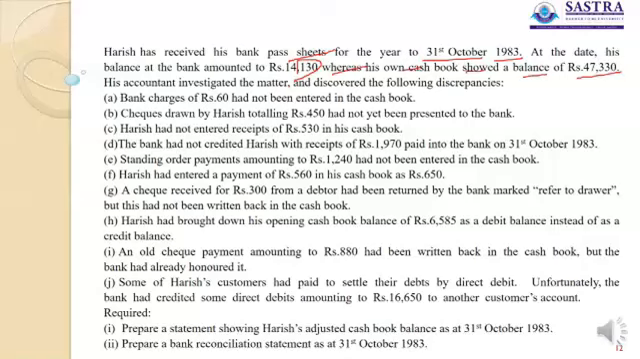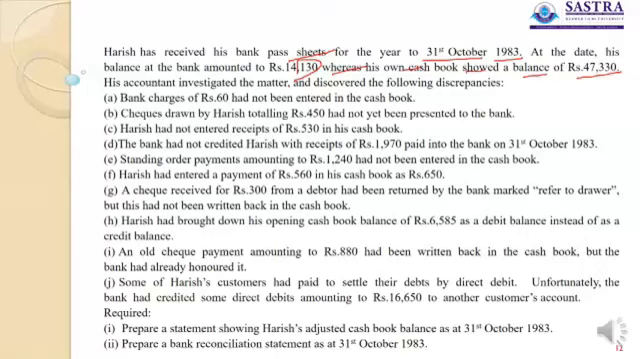His accountant investigated the matter and discovered the following discrepancies. One: bank charges of 60 rupees had not been entered in the cash book. So we need to know what the question is: prepare a statement showing Harish's adjusted cash book balance as at 31st October 1983, and also prepare a bank reconciliation statement.